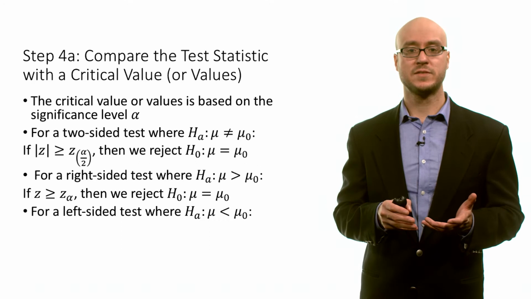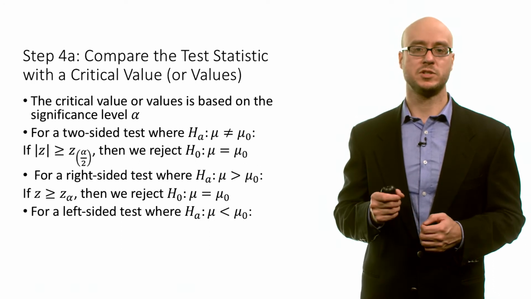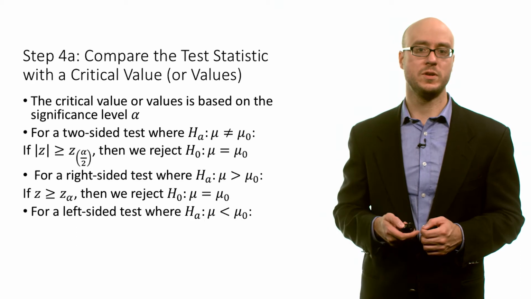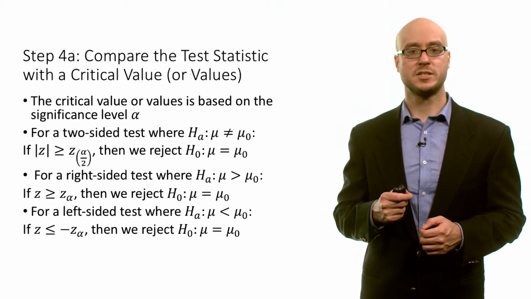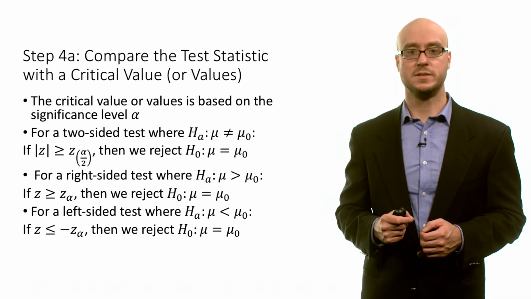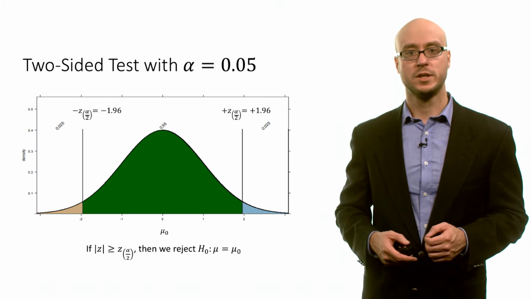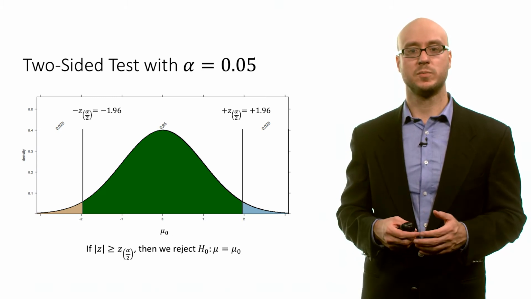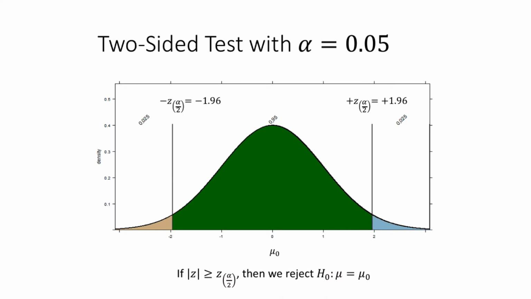If we conduct a left-sided z-test, where the alternative is that the population mean is less than the claimed value, mu naught, then if z is less than or equal to negative z alpha, we're going to reject the null, where z alpha is based on 0.05. So let's look at a two-sided test in which alpha equals 0.05. For a two-sided z-test, we're going to use a benchmark of negative 1.96 and positive 1.96. If we have a z-test statistic greater than 1.96 or less than negative 1.96, we're going to reject the null hypothesis.